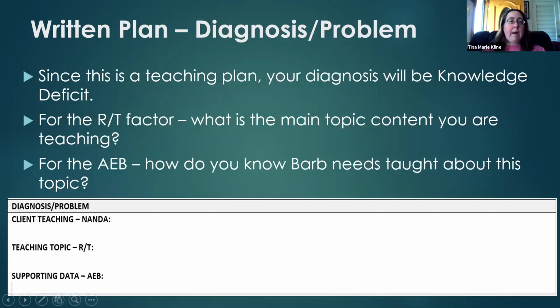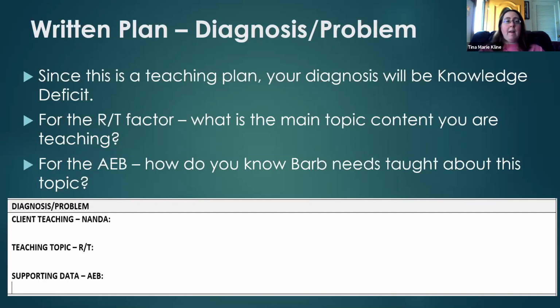The next part on the written piece gets into the diagnosis and problem. This is a teaching plan. Your diagnosis will be knowledge deficit. No ifs, ands, or buts. I just gave you your NANDA. It's knowledge deficit. The related to factor: ask yourself, what is the topic content you're teaching? Don't be too broad that you're saying diabetes, but don't be too pinpointed that you're listing every single thing that you're teaching the patient. What was the topic that you guys chose? That's your related to factor.